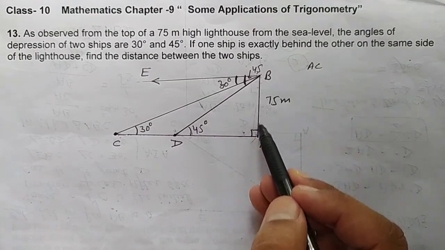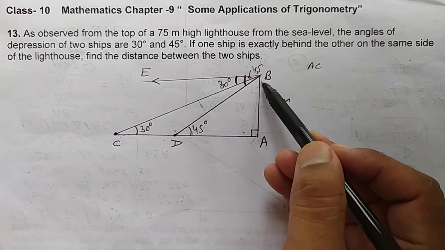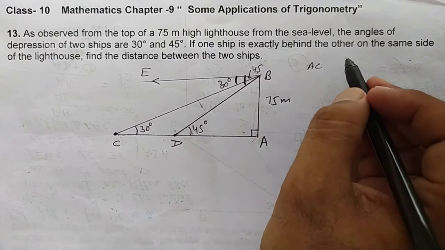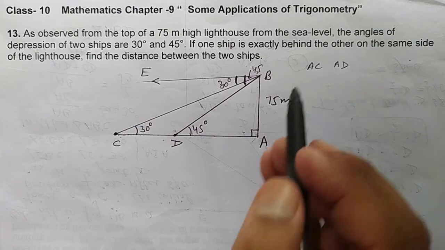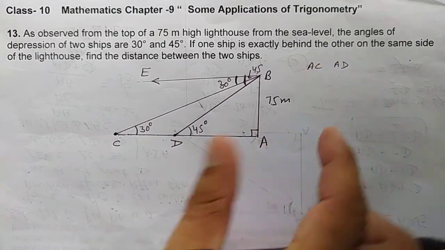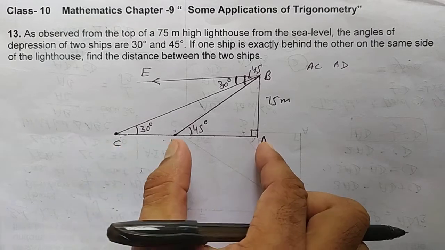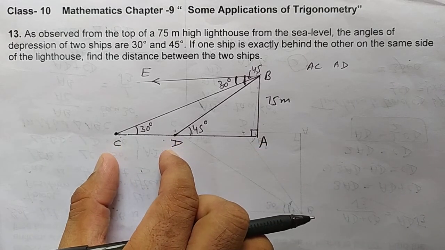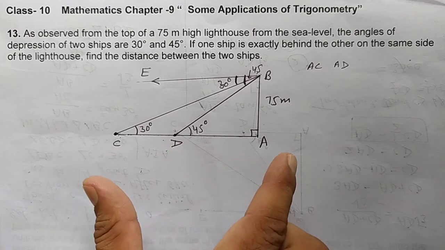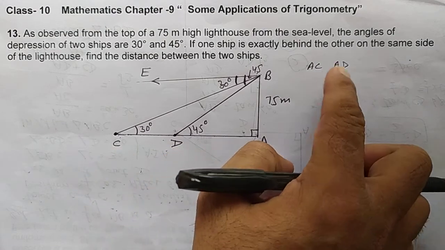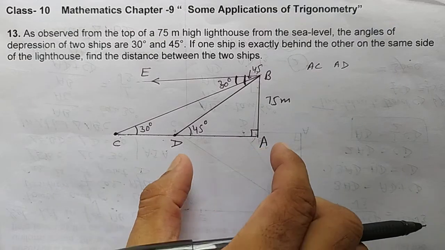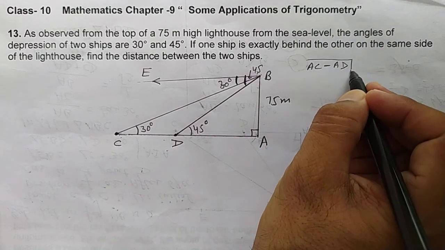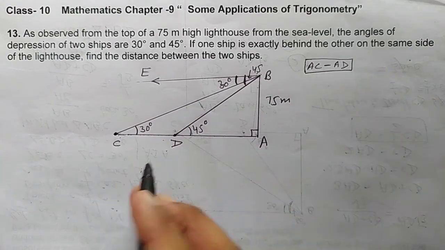Now in the smaller right angle triangle ABD, we have the length AB with us, 75 meter. So we can find out AD also with the help of T ratios. Now if I subtract AD from AC, see here, AC minus AD, what will be left? That is CD. So it means to find the distance between two ships, we need to subtract AD from AC. So AC minus AD is CD. So we will do these two and subtract, and we get the answer, the distance between two ships.